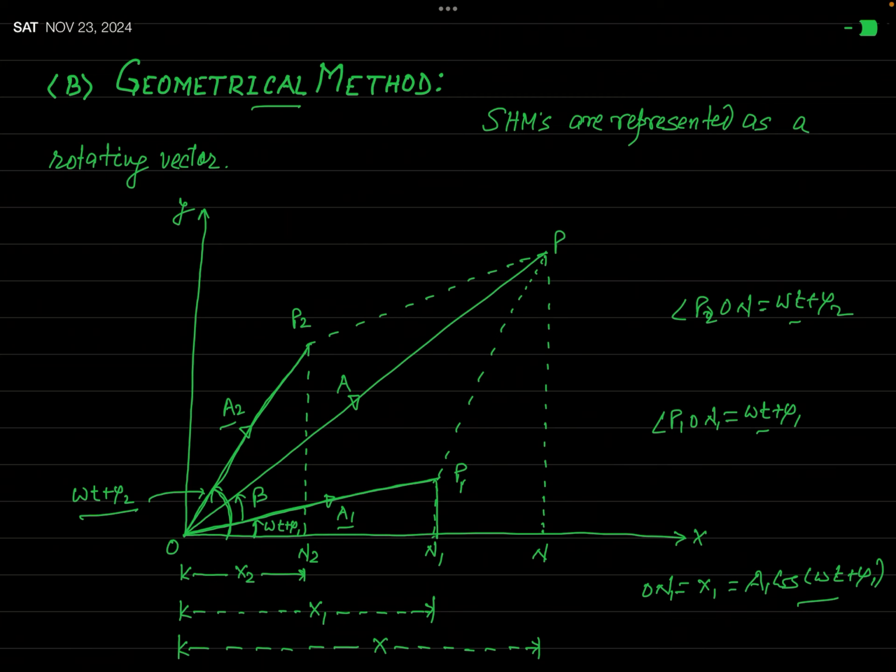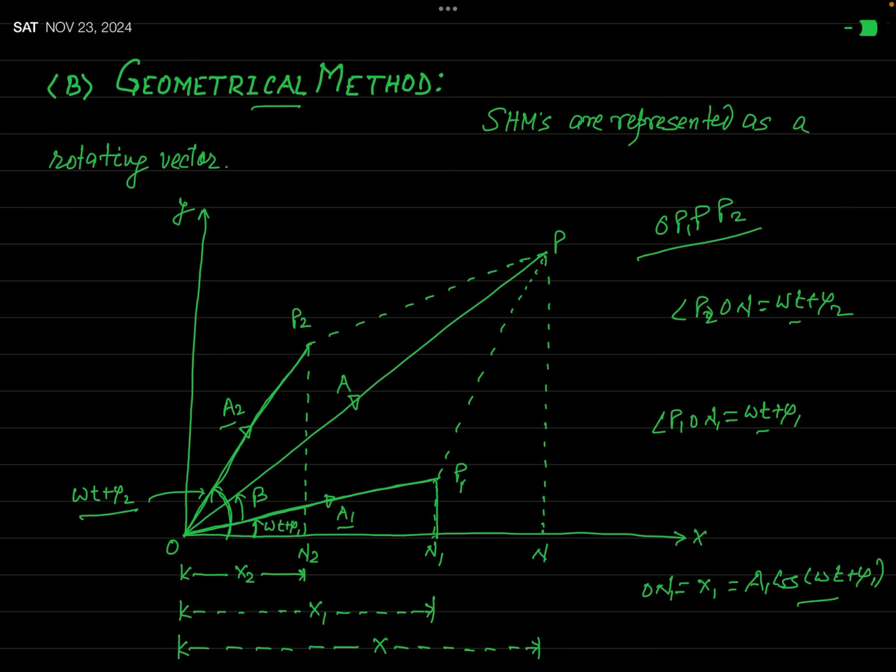Now, taking OP1 and OP2, if you construct a parallelogram, which you can see in this figure, that parallelogram is OP1, P, P2. This is the parallelogram constructed by taking OP1 and OP2 as the adjacent sides.